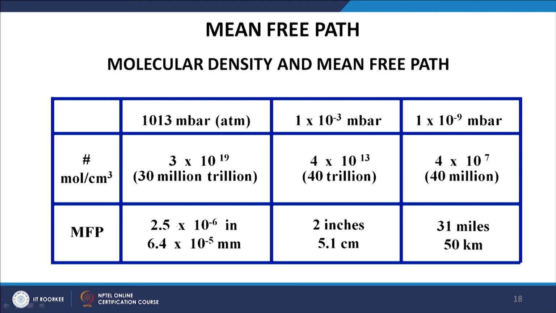And mean free path, as you have learned, in the case of atmospheric pressure, is 10 to the power minus 6 inch or 10 to the power minus 5 millimeter. When we change the pressure to 10 to the power minus 3 millibar, it is 5.1 centimeter, increased drastically. When you reduce the pressure more, to 10 to the power minus 9 millibar, it increases more and more to 50 kilometer. So, as we decrease the pressure, the number density of the gas molecules decreases and consequently the mean free path increases significantly.